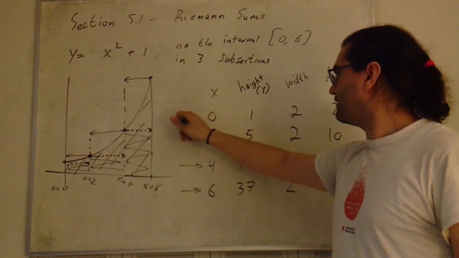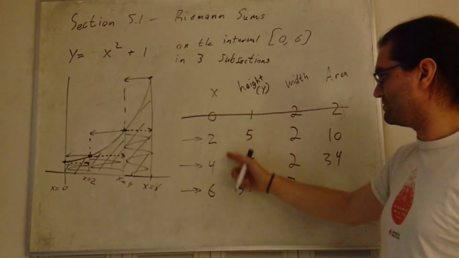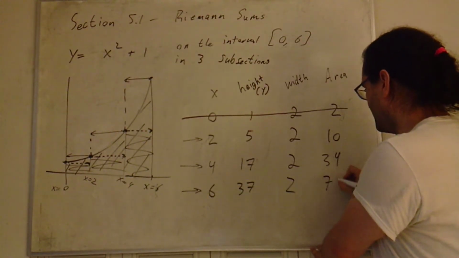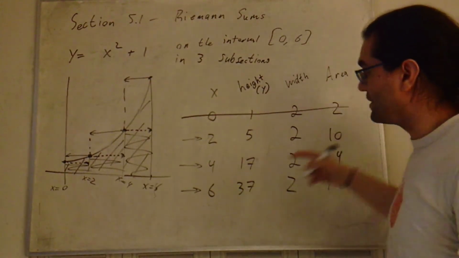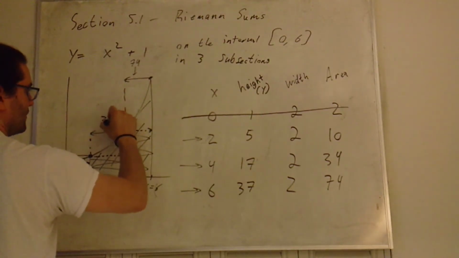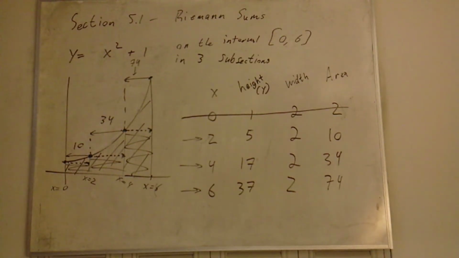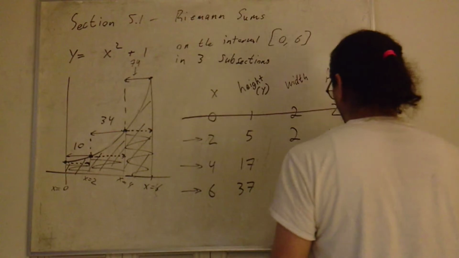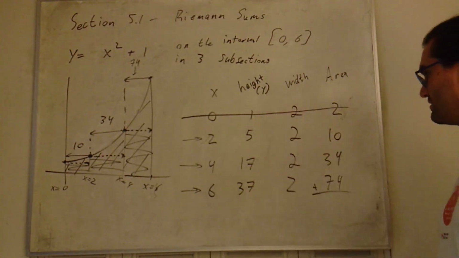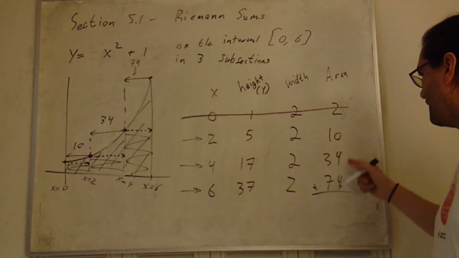Because I'm using right endpoints this time, I'm not going to use the 0 stuff. I'm just going to use these 3 now. And so this will give me a height of 74. Since now I have 74 on this rectangle, and 34 on this rectangle, and 10 on this rectangle, I can add these together to get the right endpoint Riemann sum for this function on this interval in 3 subsections. So this will be 108, 118.